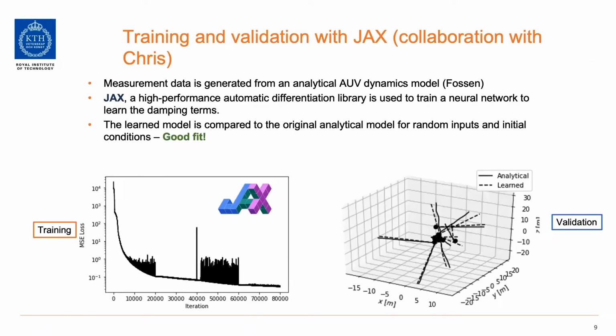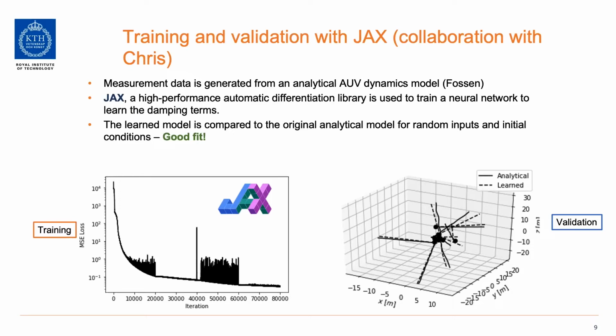So I collaborated with Chris on this project, and we generated measurement data using an analytical dynamics model using Fossen's representation. Then we used a tool called JAX, which allows us to do high performance automatic differentiation. We trained a neural network to learn just the damping terms in Fossen's model. And then we compared this learned model with the analytical model, with random initial and final conditions. We trained the neural network until it came to a reasonable level of loss function, and then we compared the analytical and the learned models.